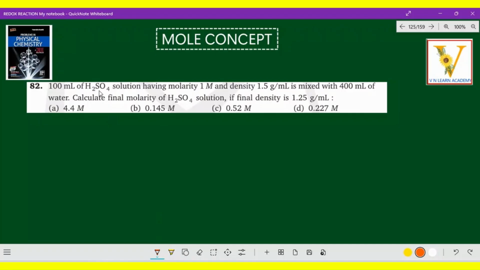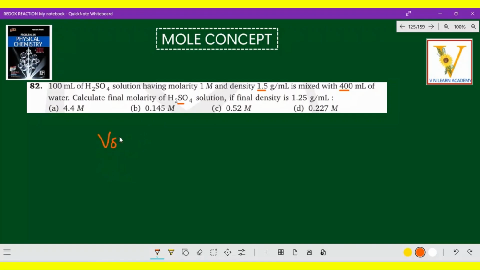Here, 100 ml of H2SO4 solution having molarity 1 M and density 1.5 gram per ml is mixed with 400 ml of water. Calculate the final molarity of the H2SO4 solution if the final density is 1.25 gram per ml. Now, the volume of solution they have provided, and the molarity also they have given. So the number of moles we have to identify. Let me write the data first for you to understand.